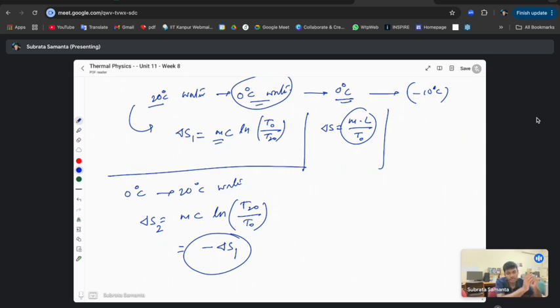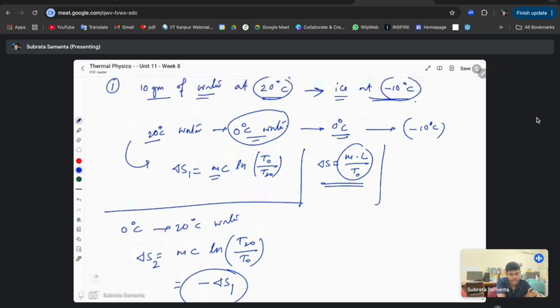So the minus sign is absorbed in this convention. You always write the final one in the numerator and the initial one in the denominator, so the convention takes care of the minus sign. In this case there is no change in temperature because this is at 0 degree centigrade. It changes the phase, that's why only the latent heat is required.